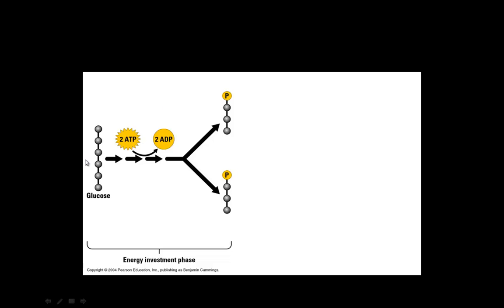In order for that to happen, we have to invest some energy. Here you can see we're taking 2 ATPs and using those. When we use ATP, remember, we're taking the 3rd phosphate off of each of those and making it into ADP. So anytime you see ATP being converted into ADP, that's using energy. So right here we have used 2 ATPs.